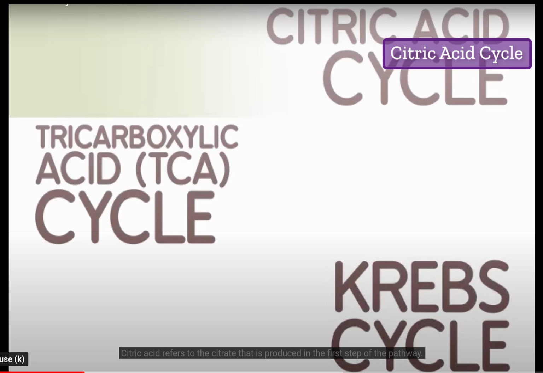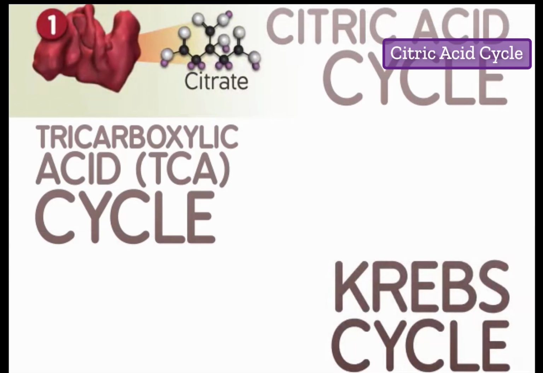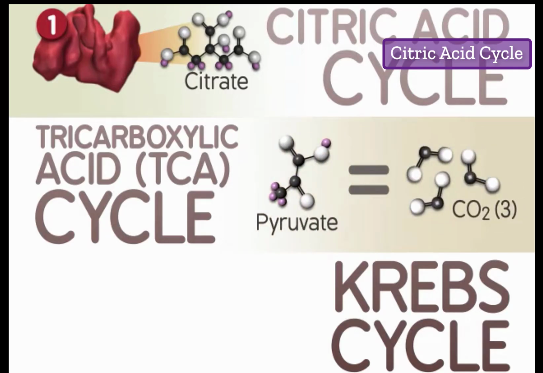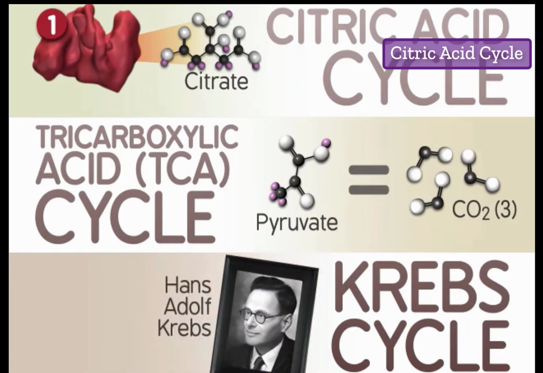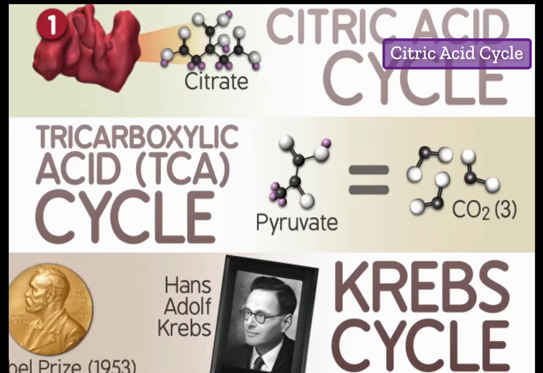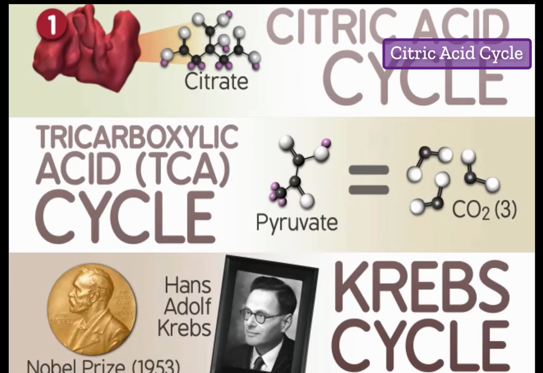Citric acid refers to the citrate that is produced in the first step of the pathway. The tricarboxylic acid title gets its name from the 3 carbon dioxides that are produced for each fully oxidized pyruvate. Krebs refers to Hans Adolf Krebs, who identified the full cycle in 1937. He was eventually awarded the Nobel Prize for Physiology or Medicine in 1953 for his discovery.